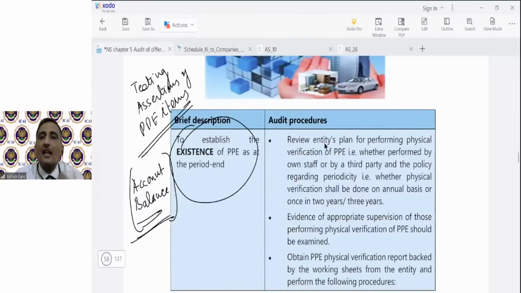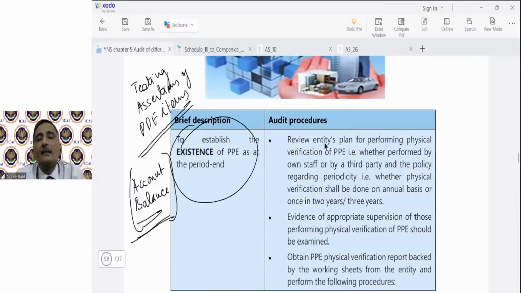So what would be the logical course for the auditor? He would ask the management to show me their plan, to show me the program, how you conducted the physical verification of your PPE items. He would review that plan, and he may also choose to physically attend some counting process, but it is not mandatory upon him.